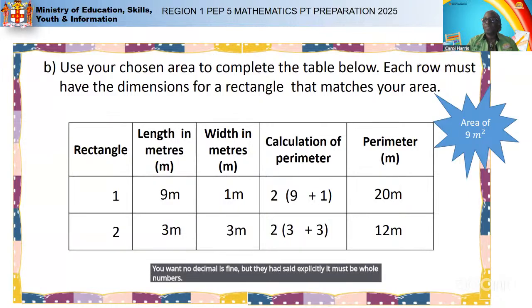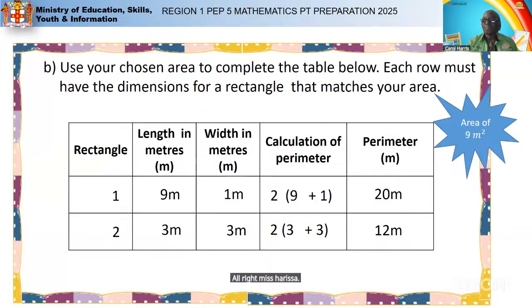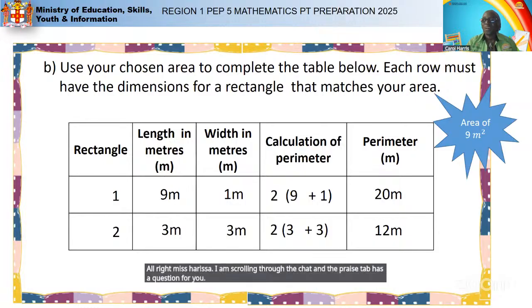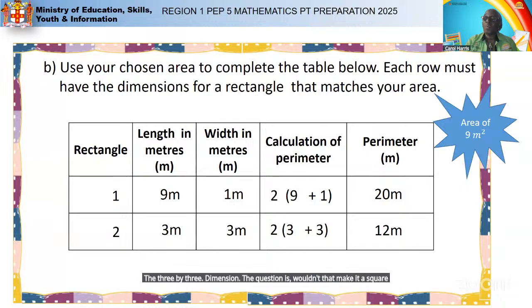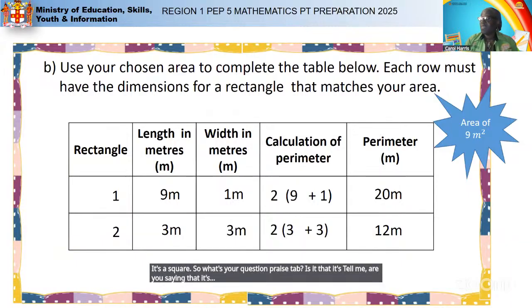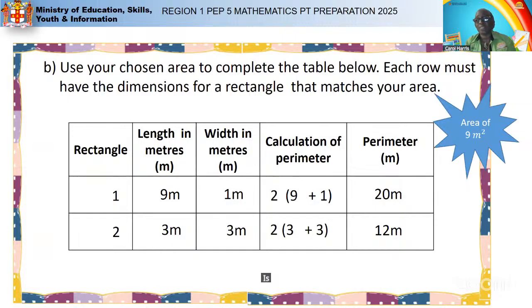All right, Miss Harris. I am scrolling through the chat and the praise tab has a question for you. With the 3 by 3 dimension, the question is, wouldn't that make it a square? It's a square. So what's your question, praise tab? Are you saying that it's a square, but does it mean that it's not a rectangle?